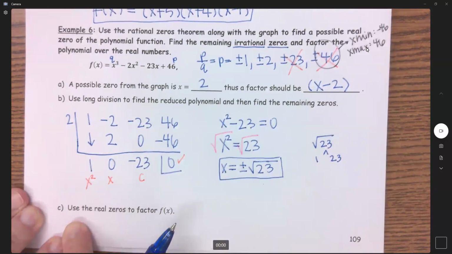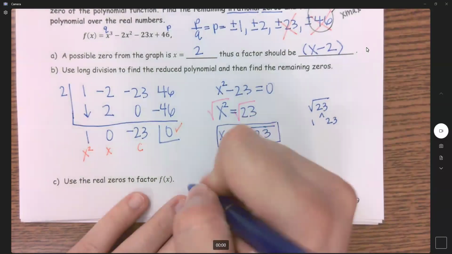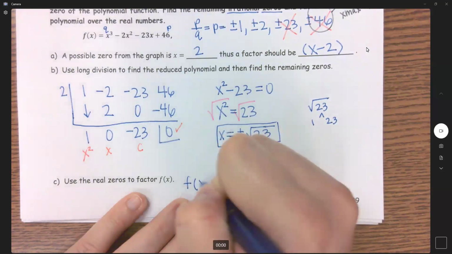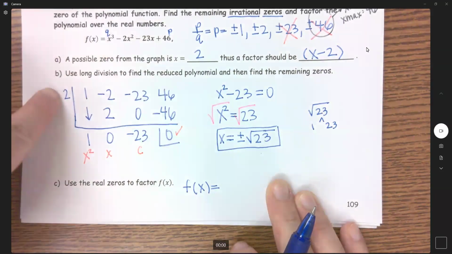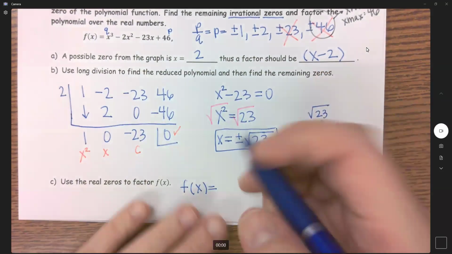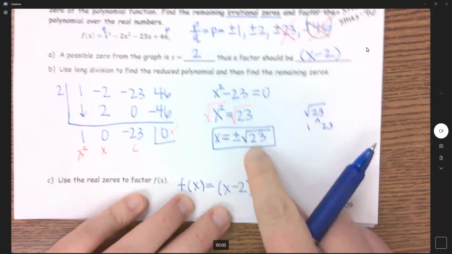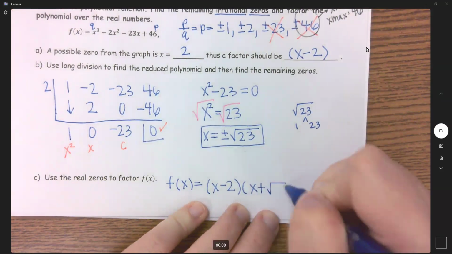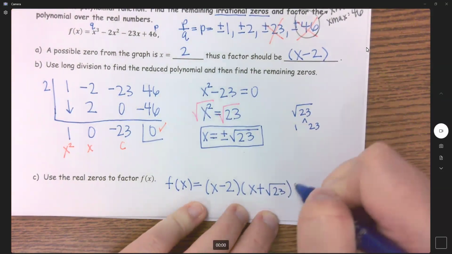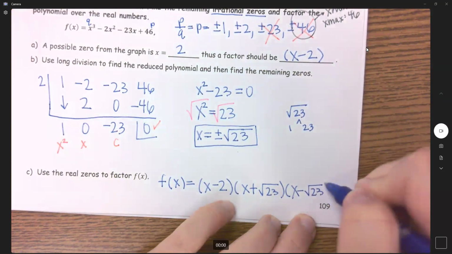And now use the real zeros to factor f of x. So we have f of x equals, we found our first solution to be 2. We divided that out. So we have our first factor of x minus 2. And then here are my other two factors. We'll have x plus the square root of 23 and x minus the square root of 23.